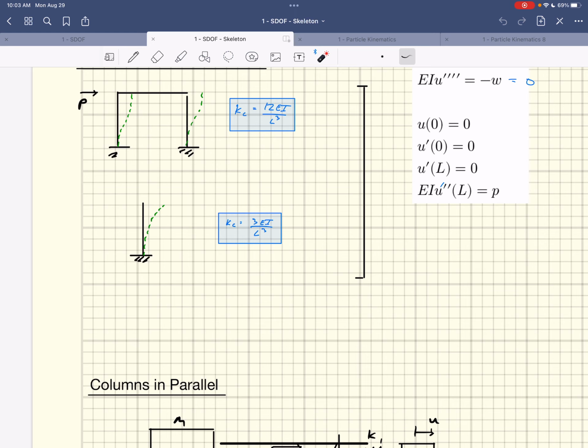I also hinted that this is how we model buildings. This is where the equivalent lateral force procedure comes from: we assume it's a shear frame building. Each floor is independent and we go from there. So we'll get into that later.